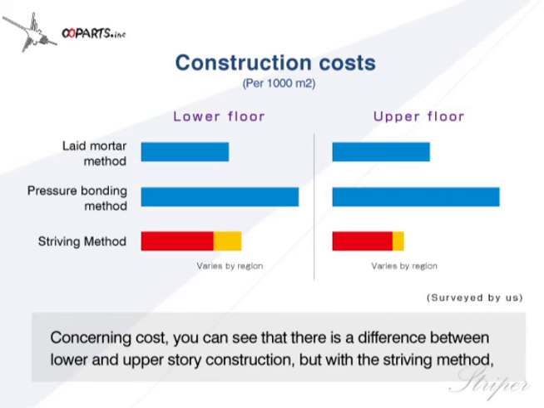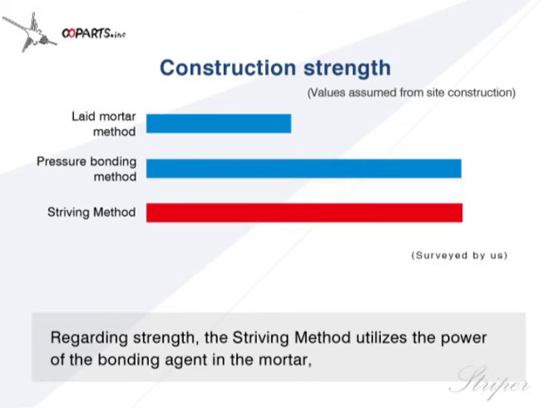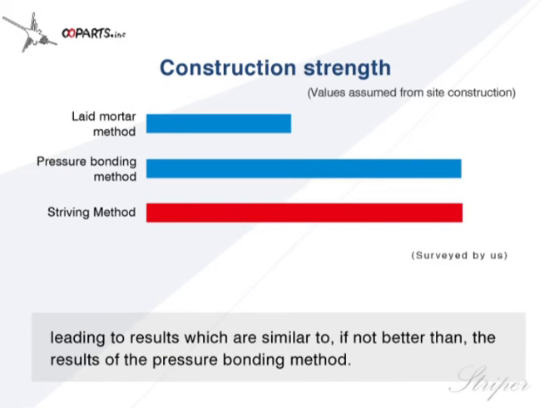Concerning cost, you can see that there is a difference between lower and upper story construction, but with the striving method, note the dramatic cost reduction for upper story construction. Regarding strength, the striving method utilizes the power of the bonding agent in the mortar, leading to results which are similar to, if not better than, the results of the pressure bonding method.